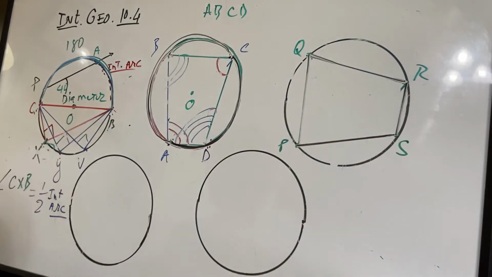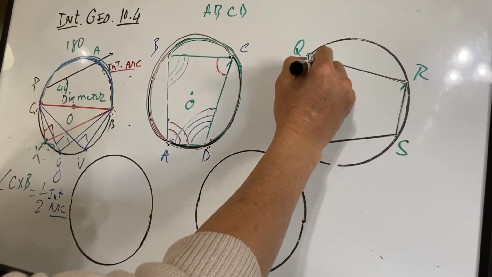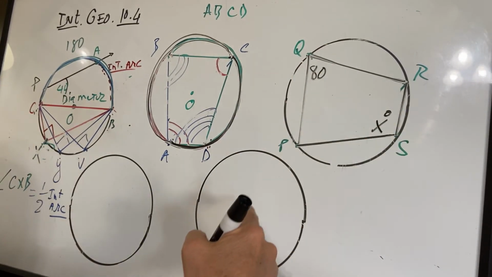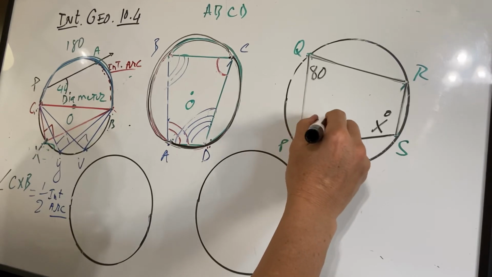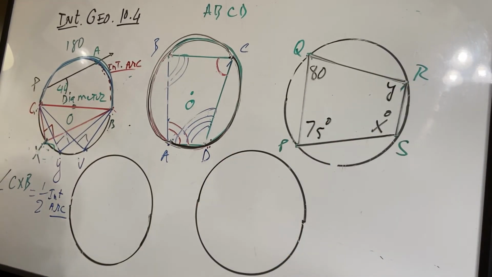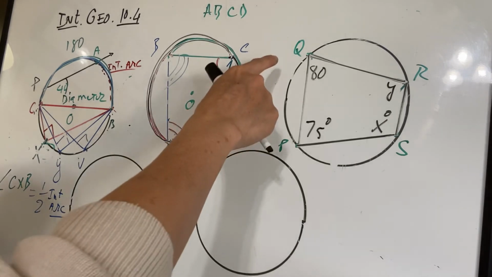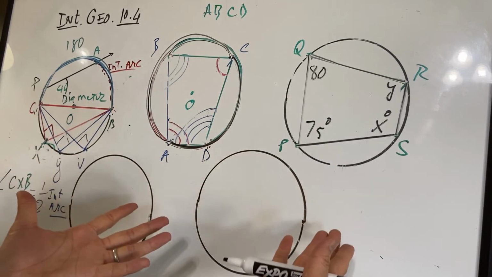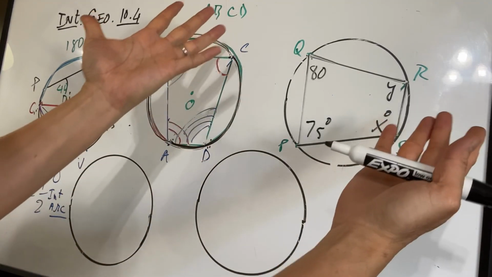Okay, now we know this is 80 degrees, and this is, say, X degrees. If this is 75 degrees, and that's Y degrees. Guys, this is really insulting your intelligence, right? First of all, talk to yourself. Q, R, S, P, are they an inscribed quadrilateral? Yes, indeed. Makes sense right there.